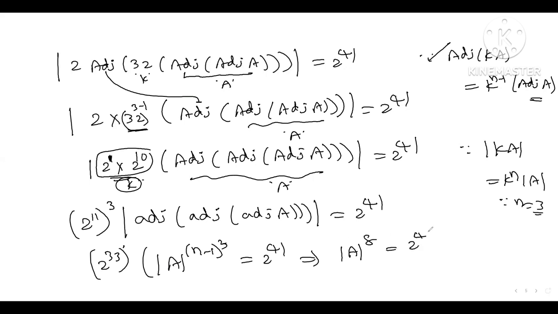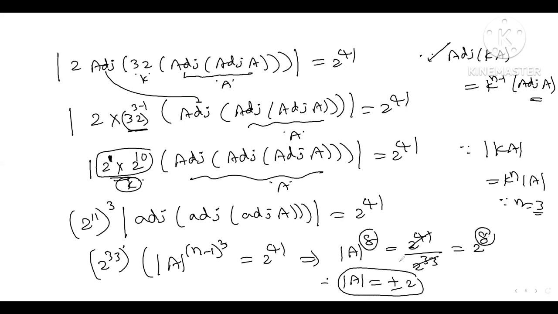Is equal to 2 power 41 by 2 power 33. The 2 power 33 terms get cancelled, leaving 2 power 8. So therefore, for A we get plus or minus 2. If the powers are equal, then the base is also equal. That is, A is equal to plus or minus 2.